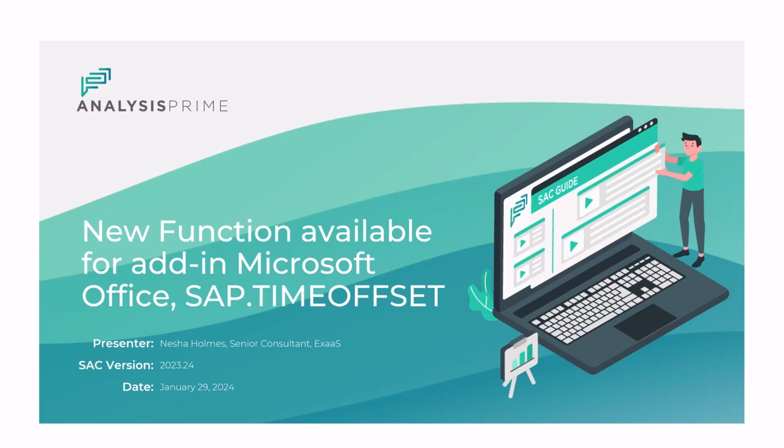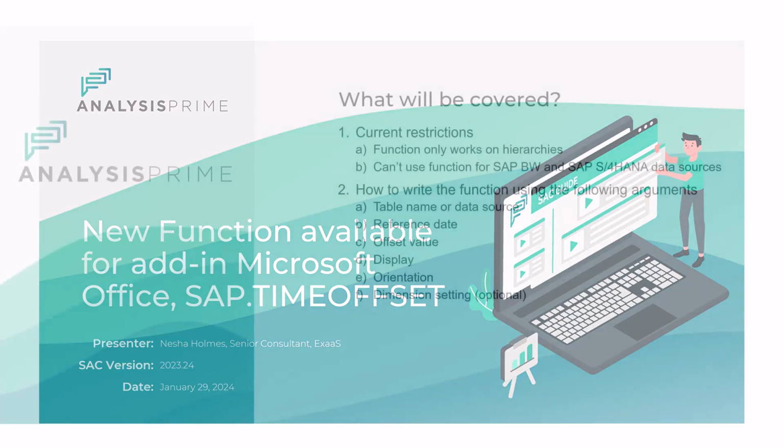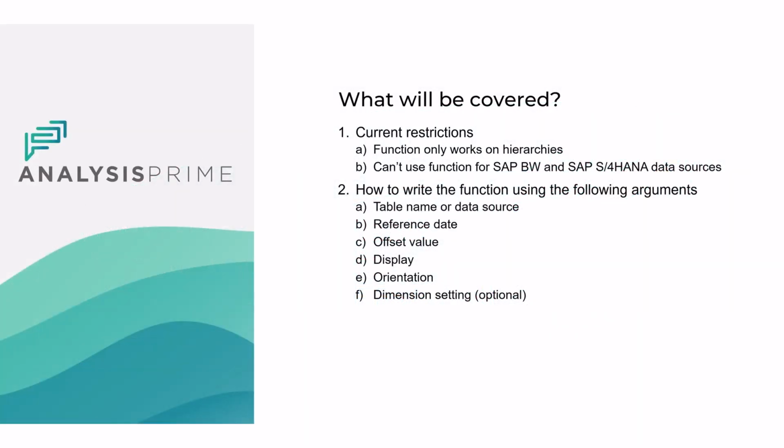SAP.TIMEOFFSET. Now, this is available for the latest release of QRC 1 of 2024. Now, the current restrictions on this particular function is it only works on hierarchies, and you can't use the function for SAP BW and SAP S/4HANA data sources at the current time.